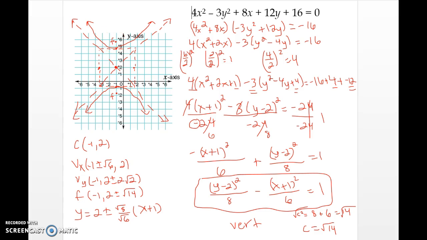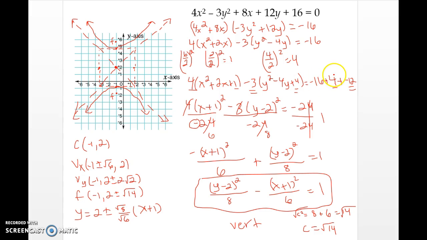So in this case, we did not get great numbers. We did not get easy whole numbers. That's fine. Just kind of estimate. If you did asymptote form, if you graphed it that way, that's totally fine. And so this is how we would graph an expanded form hyperbola.